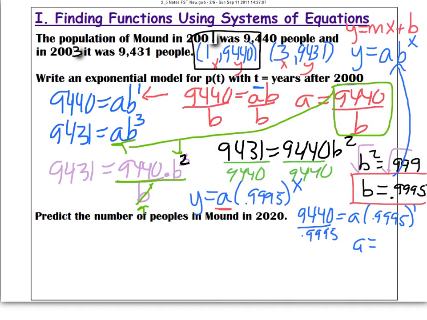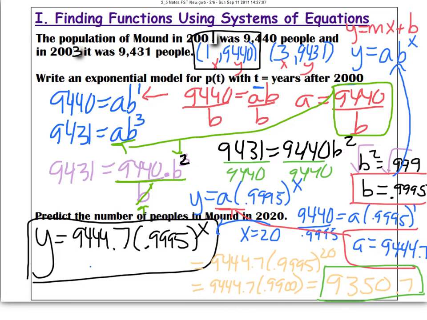Now the last step is they want us to predict the number of people that will be in Mound in 2020. Keeping in mind that t, or x in our equation, stands for the number of years after 2000. So in this case, we're going to put 20 in for x. So what I did is I put 20 in for x, I simplified with the exponents because that's first, then I multiplied, and we got 9,250.7 people. So the prediction is this is how many people will be in Mound in 2020.